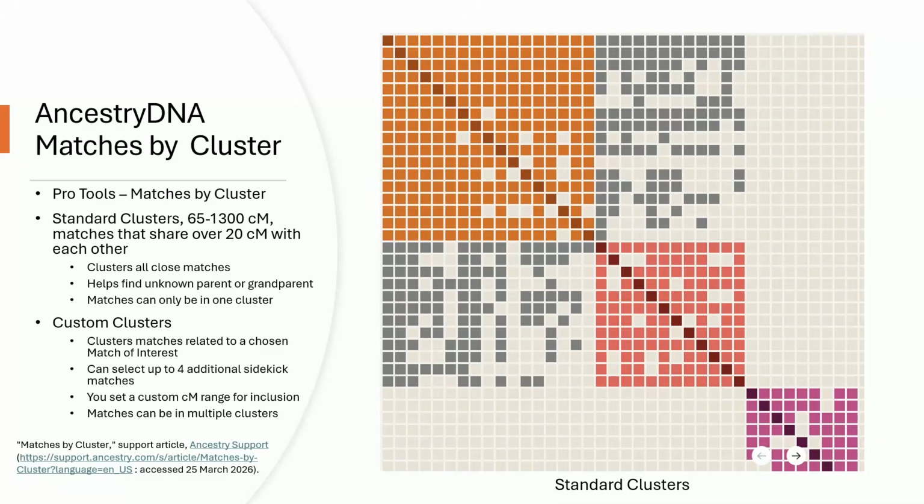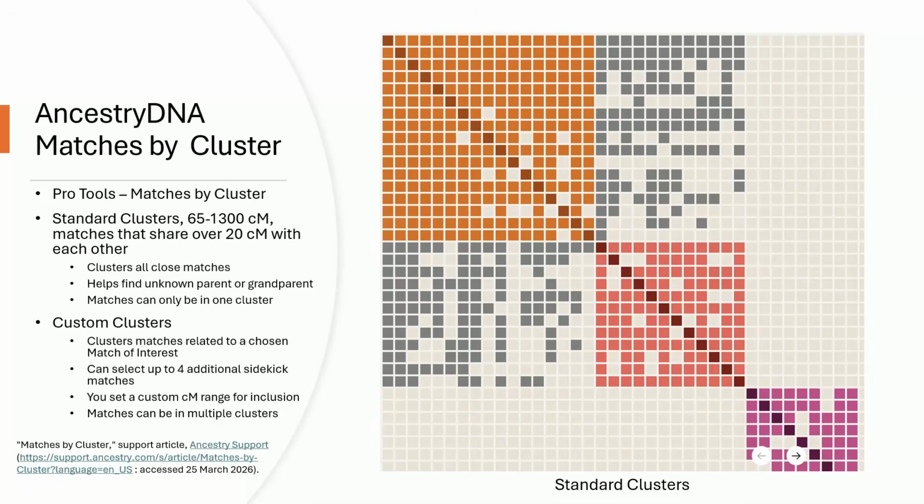One thing that's different about the standard clusters versus the custom clusters is that in standard clusters, a match can only be in one cluster. And if they overlap with another person in a different cluster, you will see a gray square in between those two clusters.